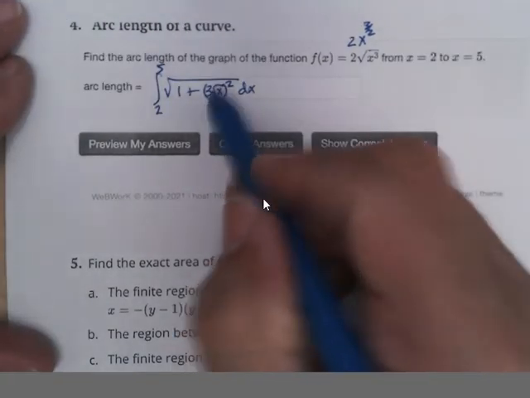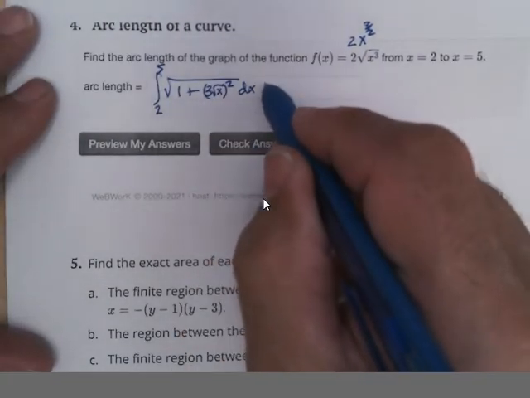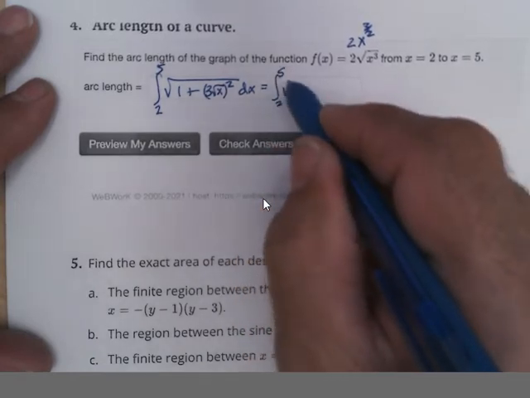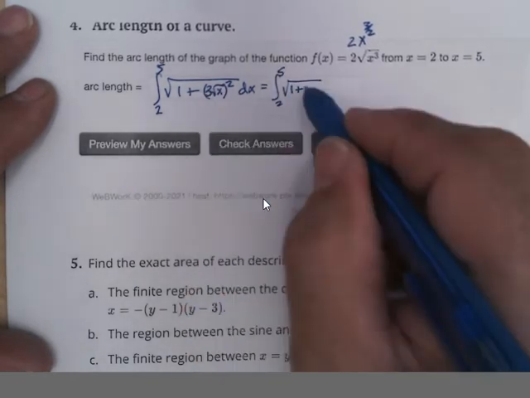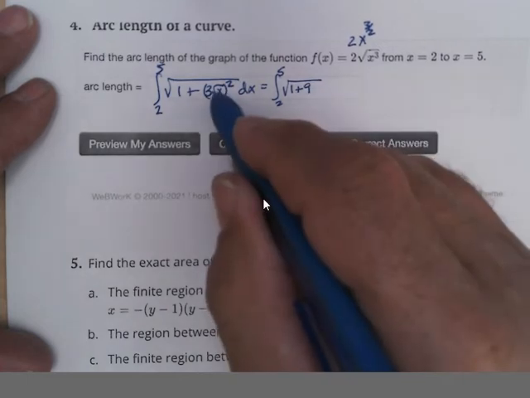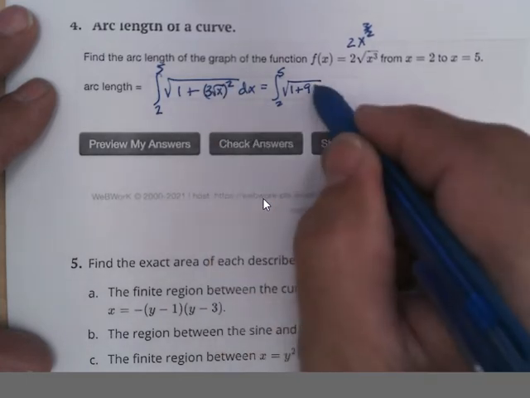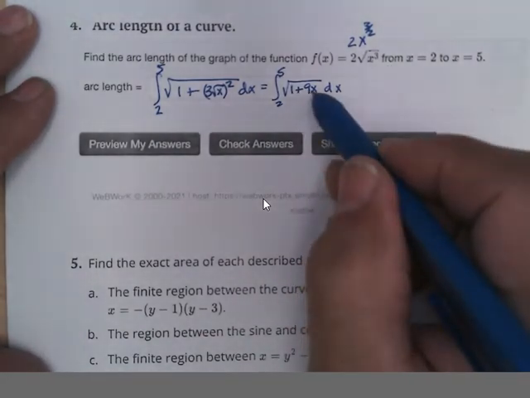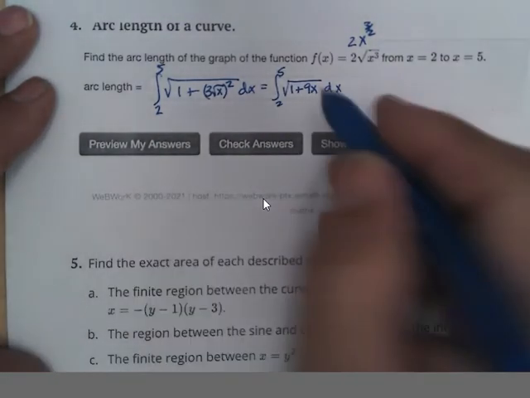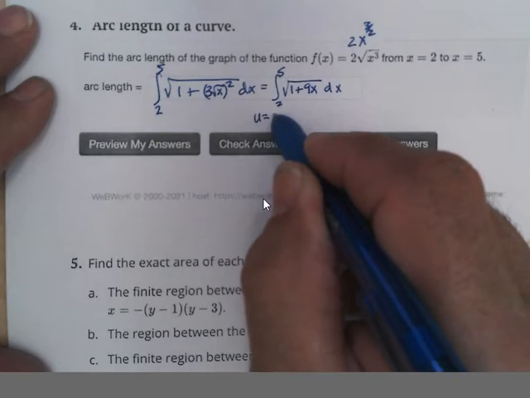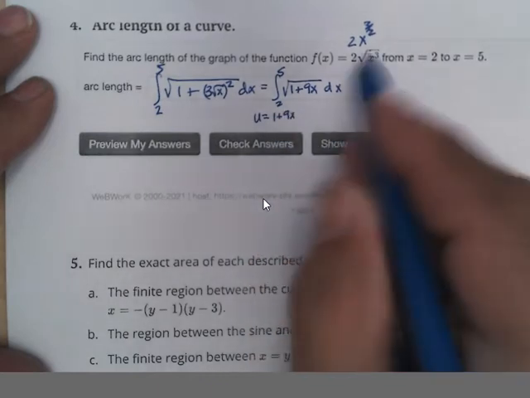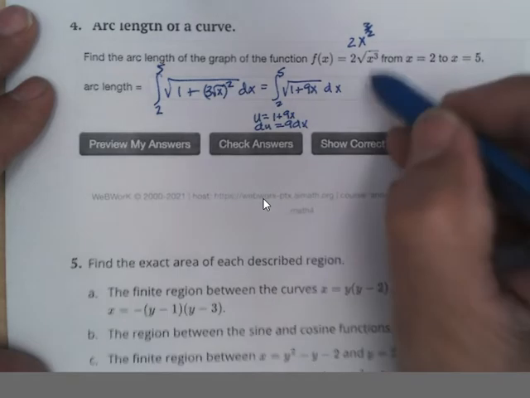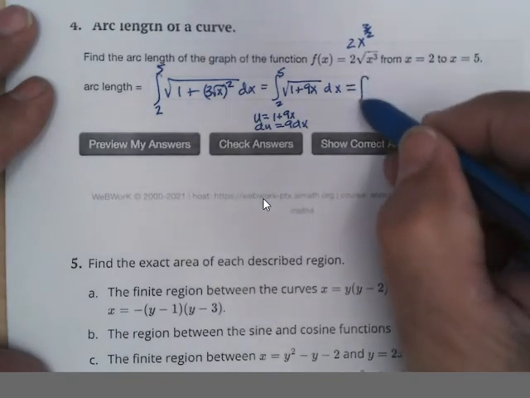And that turns into the integral from 2 to 5 of square root of 1 plus 9x dx. The 3 squared is 9, and square root is x. This one's not too bad to do because of that square root comes out kind of nice. We can do a u sub for 1 plus 9x, du equals 9dx. So this becomes the antiderivative.